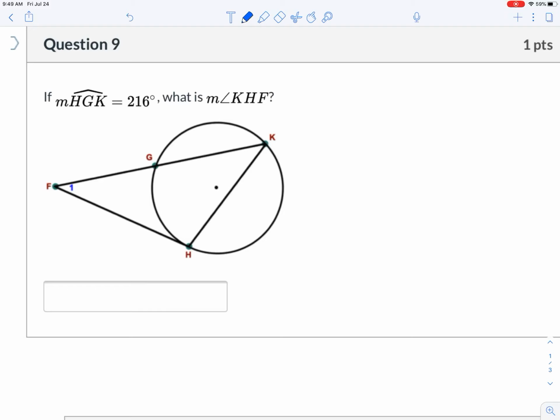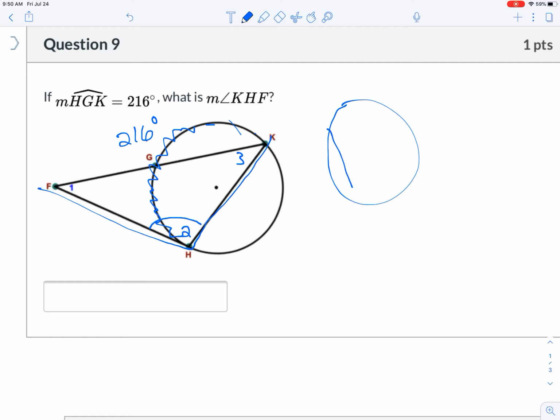Okay, the measure of arc HGK is this thing, and that's 216. What is KHF? KHF is this one. So I looked at this one for a long time. I thought, oh man, maybe should I make relationships between 1, 2, and 3? Is this angle a right angle? No, it's not, because it doesn't go through the diameter. I'm not sure about that, but this is very similar to an inscribed angle.